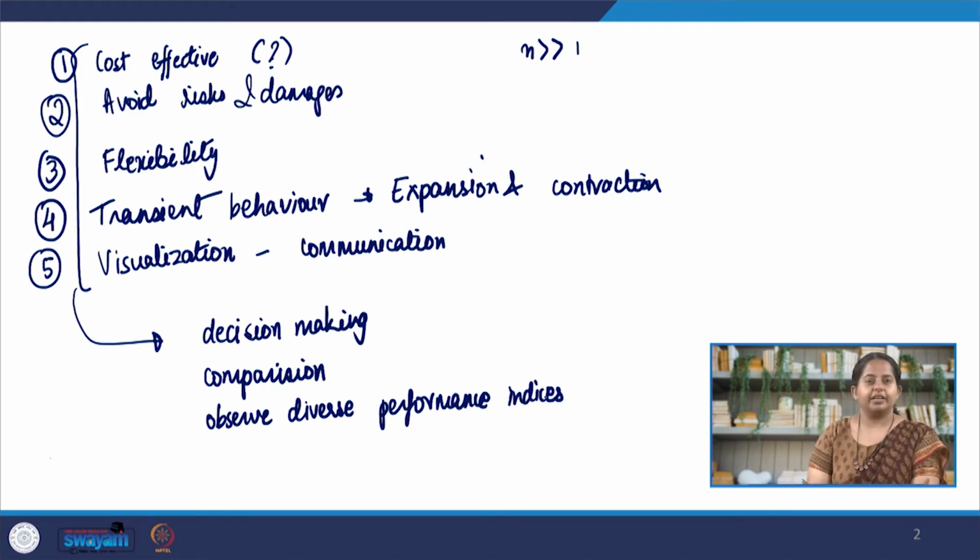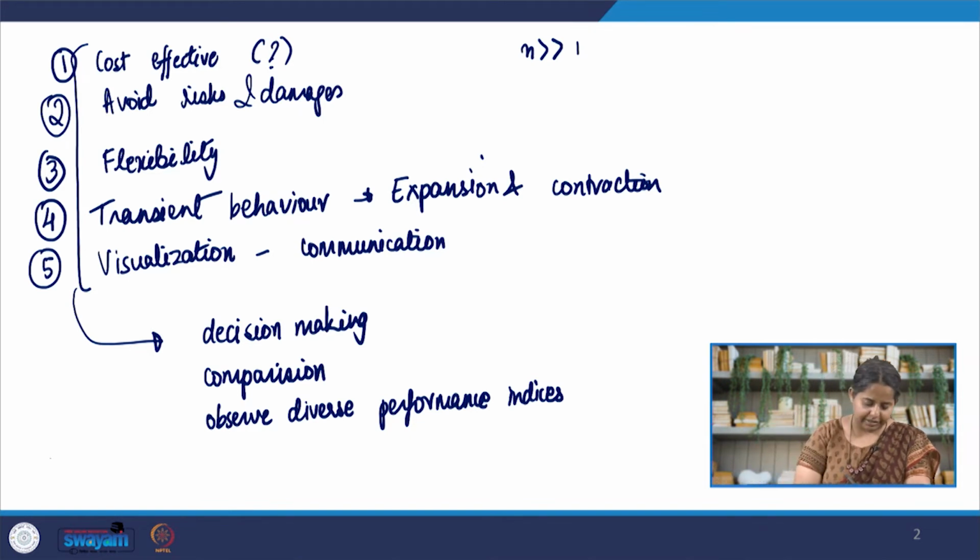For example, in case of wastewater treatment, we have different indices or different parameters that we observe. We look at DO, we look at BOD, COD, we look at total nitrogen, different forms of nitrogen, phosphorus, and we want to look at all of them when we decide how effective our wastewater treatment process is. Simulation makes it easy for us to look at multiple parameters and also different performance indices for a system.